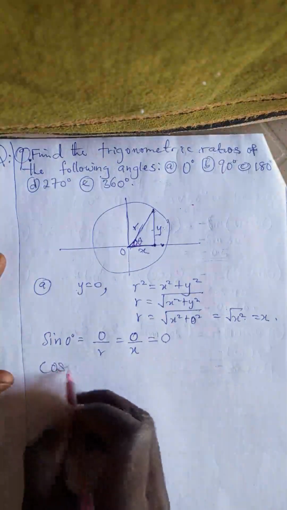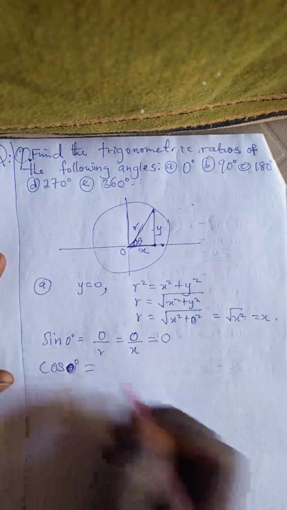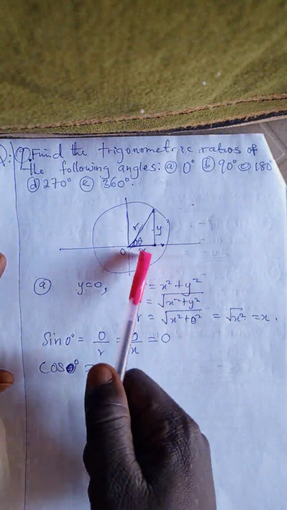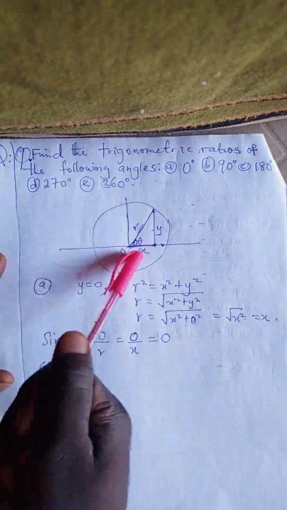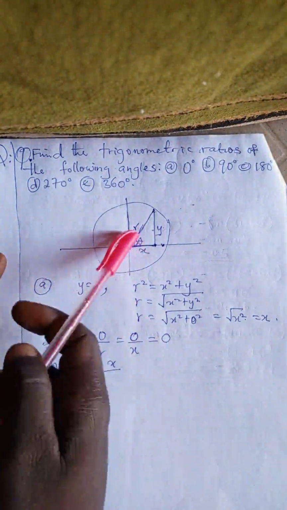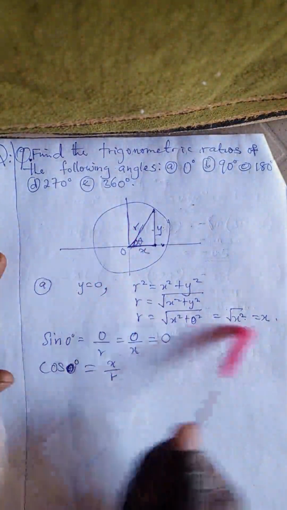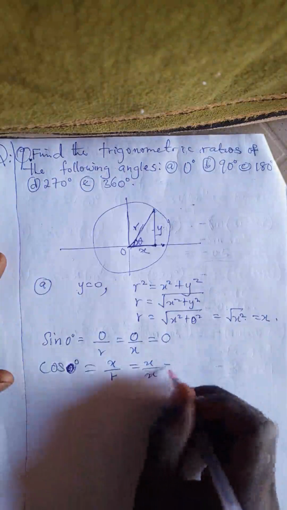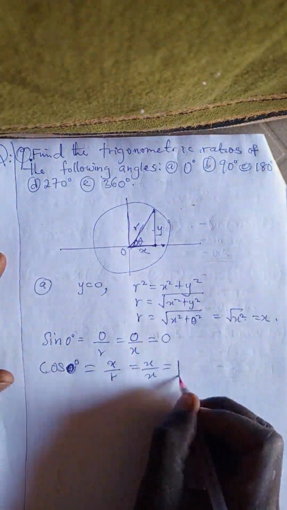Now we look at cos 0 degrees, when theta is equal to 0 degrees. Cosine is equal to adjacent over hypotenuse. Adjacent is equal to x, so x over hypotenuse, and the hypotenuse is equal to r. But in these settings, r is equal to x. So we have x over x, and that is equal to 1. So cos 0 is 1.